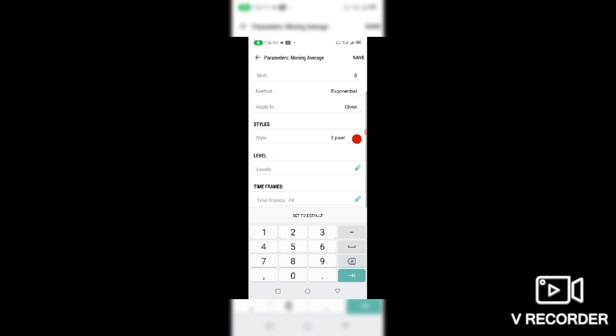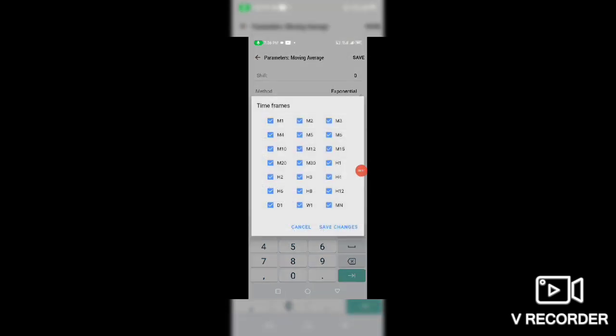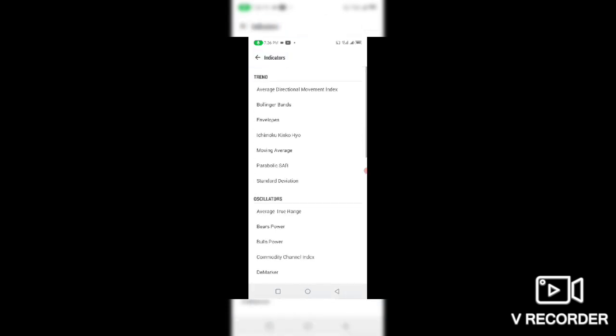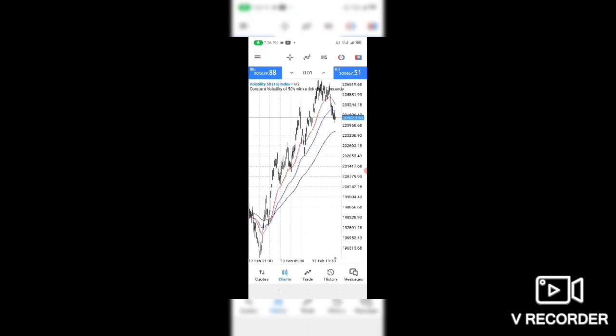Okay, so we have the style, and we have the time frame. If you go to time frame, just make it all. You can't just select some; let it appear in all the time frames, so that in any time frame you are in, you can understand the market. So I have three moving averages here with different colors. I have the black moving average, the blue moving average, and the red moving average. Each of these has a different period.